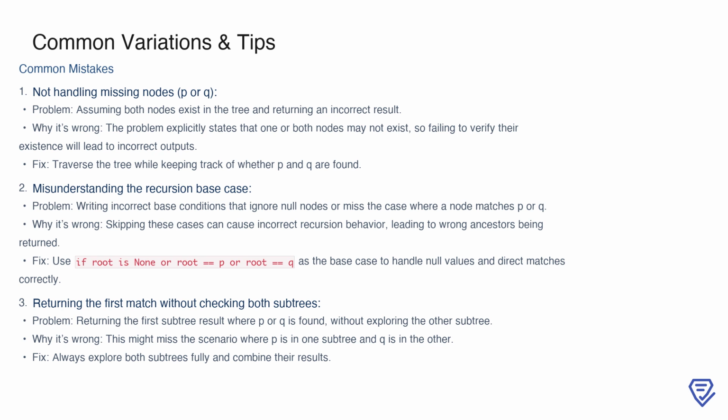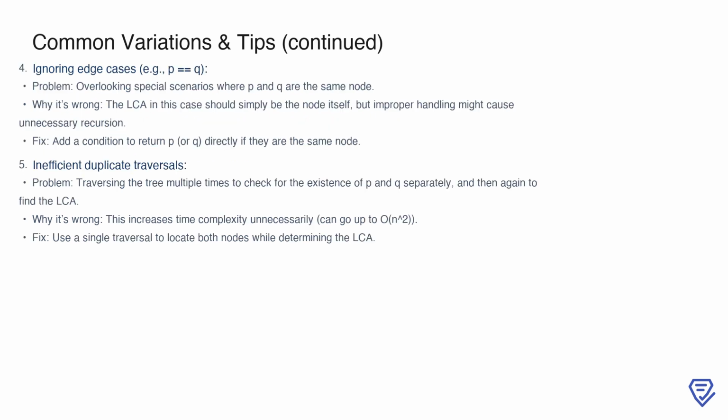the lowest common ancestor. Another issue to consider is overlooking edge cases, like when P and Q are the same node. In this situation, the lowest common ancestor should simply be the node itself. Without explicitly handling this scenario, you might introduce unnecessary recursion or even return an incorrect result. To fix this, include a condition to immediately return P or Q if they are the same.